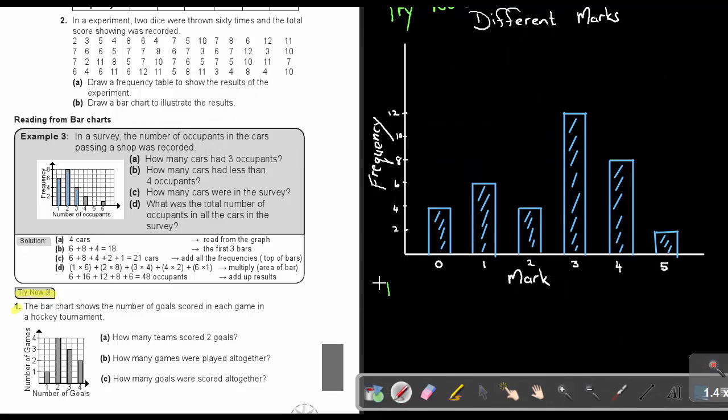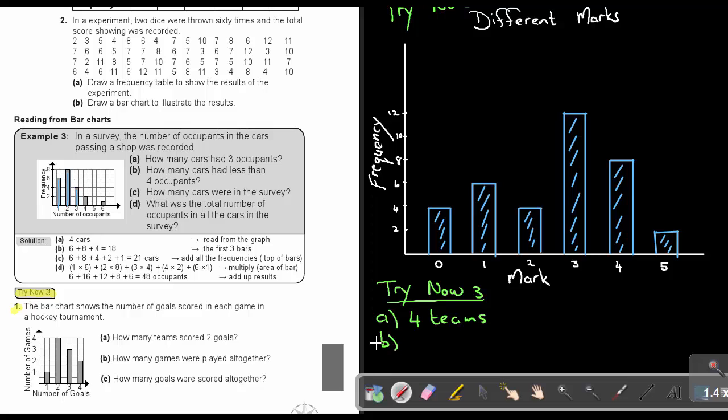Let's start. Try now 3. I'm going to start with number A. The bar chart shows the number of goals scored in each game in a hockey tournament. How many teams scored 2 goals? You see, there's the goals. How many teams? 4. So, 4 teams.